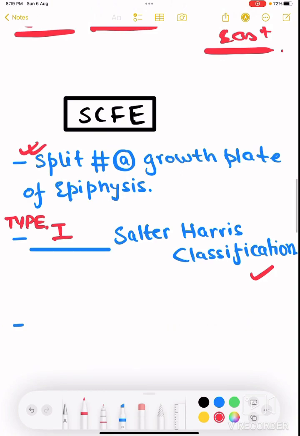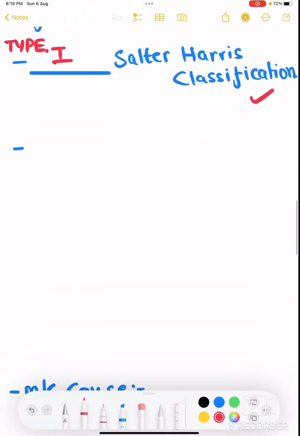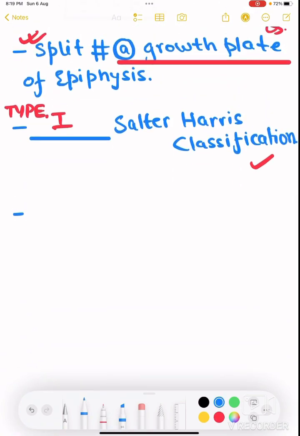In this, what happens? The split fracture happens at the growth plate. Honestly speaking, there is actually no fracture in SCFE. Just the epiphysis gets slipped, right? You put two things together without putting Fevicol in between them, and they slip down, right? That is actually SCFE. There is no fracture in between them. Okay, so let's study this particular topic.